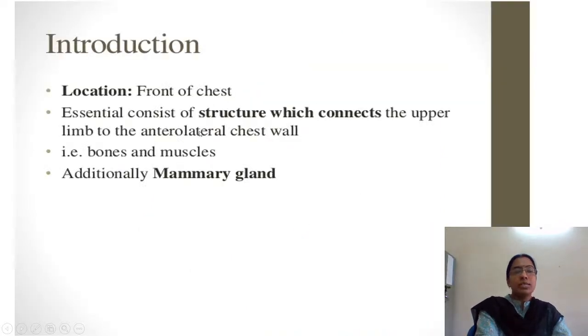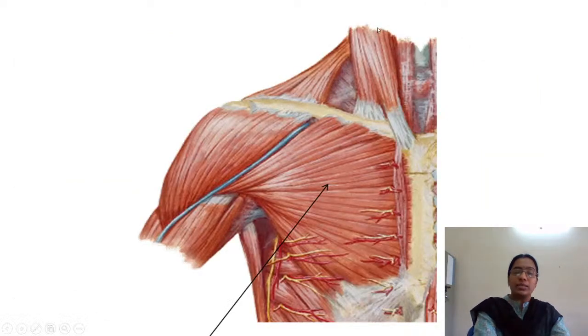Next, what is this pectoral region helpful for? It consists of the structures which connect the upper limb to the anterolateral chest wall. We have started our classes on the upper limb. If you ask why this is being studied in the upper limb, it is because the upper limb starts from here. Why are we telling about the region in front of the chest, the pectoral region? Why is this included in the upper limb?